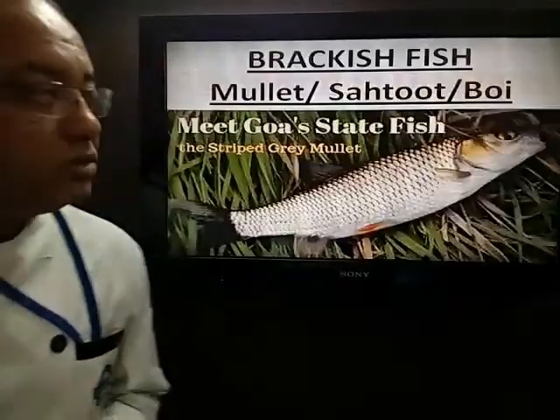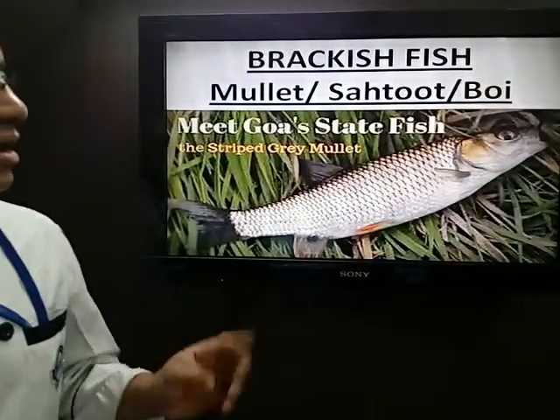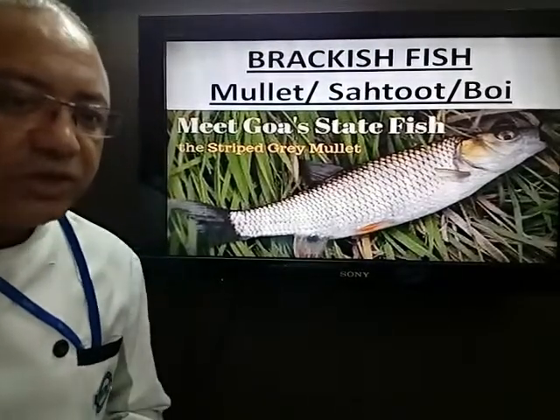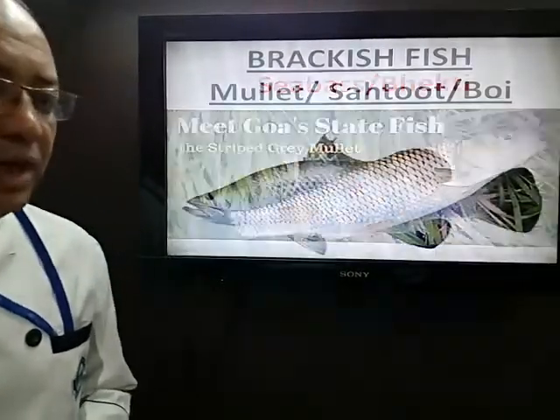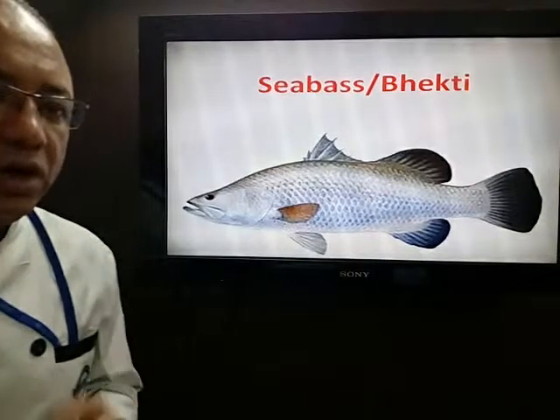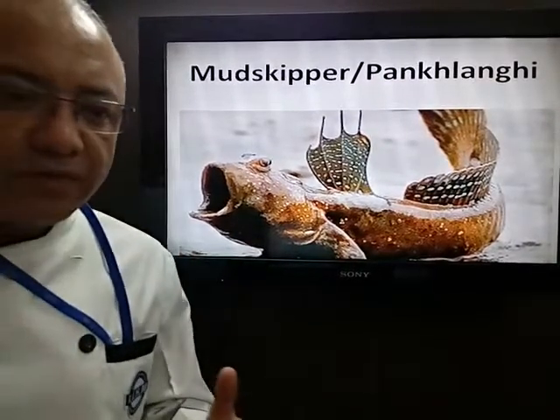Then we come down to the brackish water fishes, and this is a gray mullet, or what you call in India the shatut or the boi fish. We have the sea bass, and in Hindi or in the Bengal region, it is called bektis. And this is what we were talking about, the mud skipper, what we have shown you before.